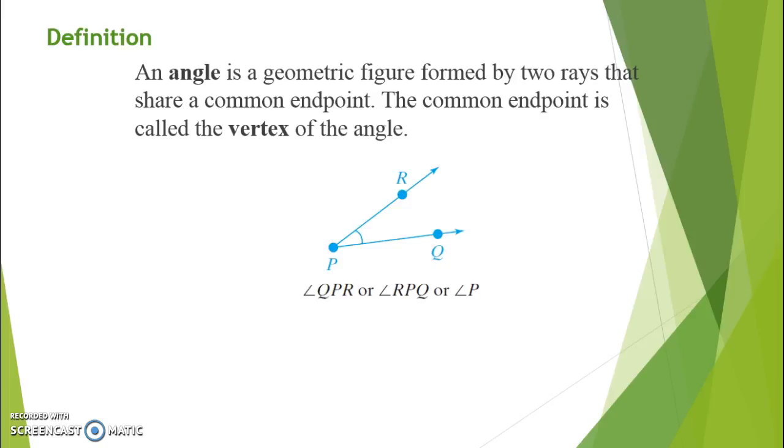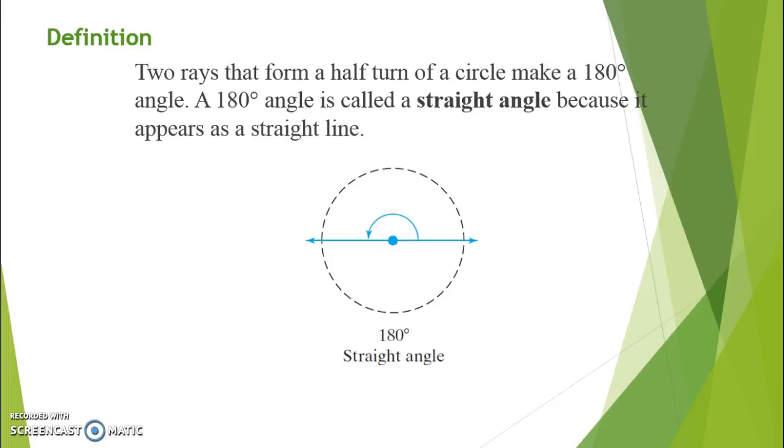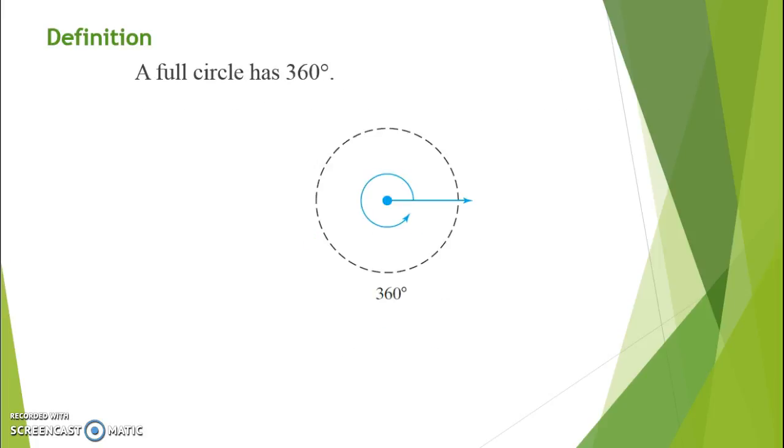Then they go on to talk about if you have 2 rays that form a quarter of a turn of a circle, that's a right angle. So if it's 90 degrees, it's considered a right angle. And we use that little box in the corner to show that it's a right angle. And then if it's a straight line, it's 180 degrees. So those are 2 very important concepts that you're going to use as we go further in this particular chapter. And then a full circle is 360 degrees.